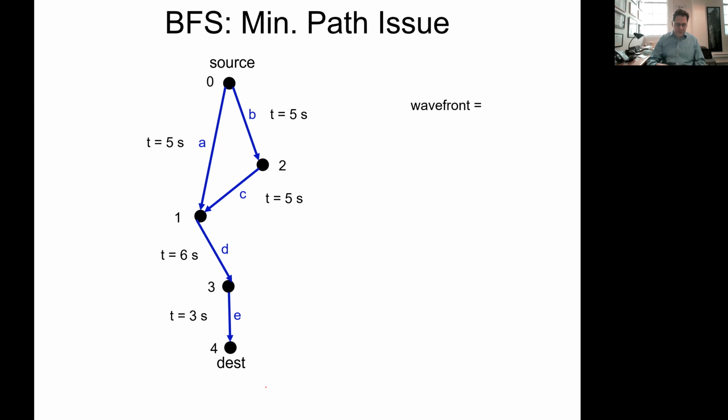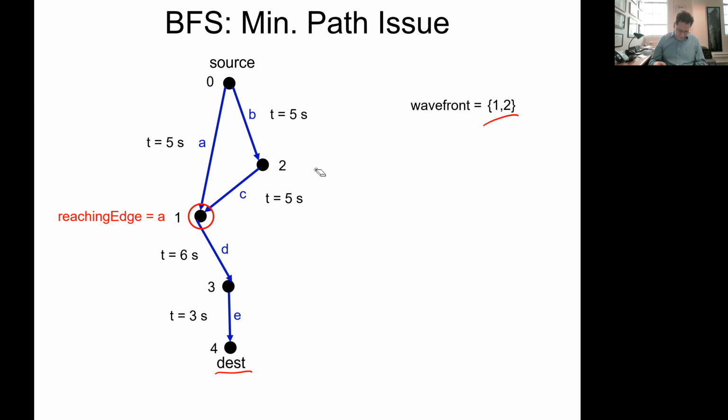So let's look at this slightly more complicated graph. If I do a search from source to destination, looking for the shortest path, I start off with my wavefront being node 0. And then that's not my destination, so I'm going to look at what it can reach. It can reach node 1, it can reach node 2, so I put those in my wavefront.